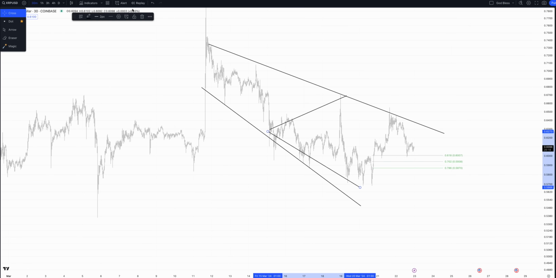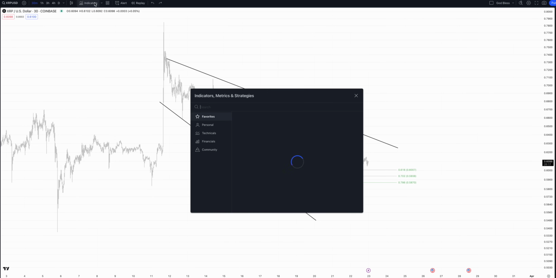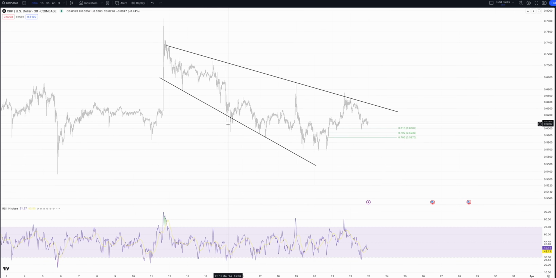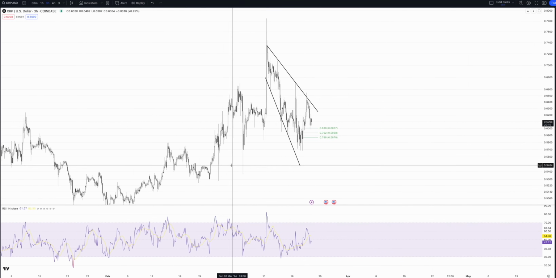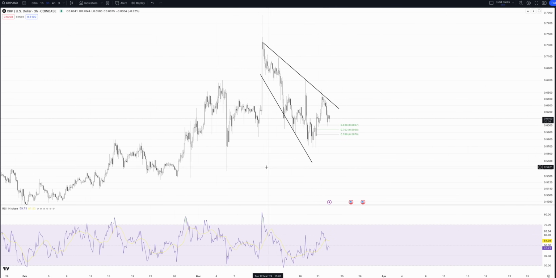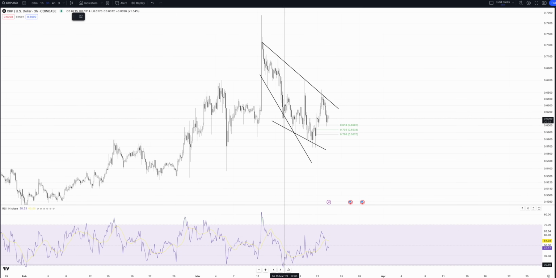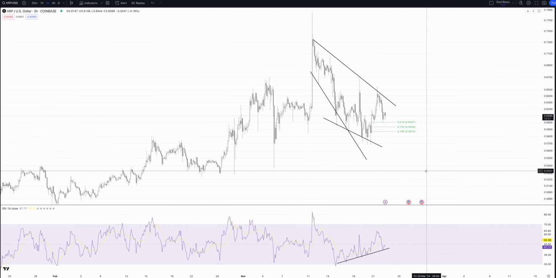Not only do you have your diamond bottom pattern forming, but if we take a look at your RSI, we see on the 3-hour time frame bullish divergence. Okay, lower lows on the price, higher lows on the RSI. Very, very significant. Okay.